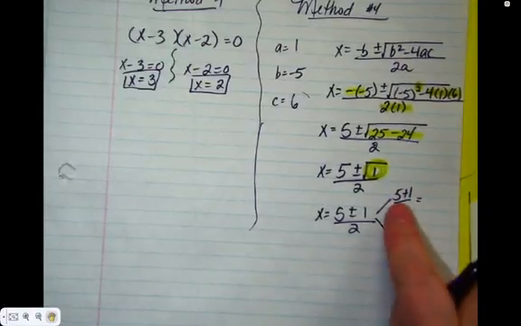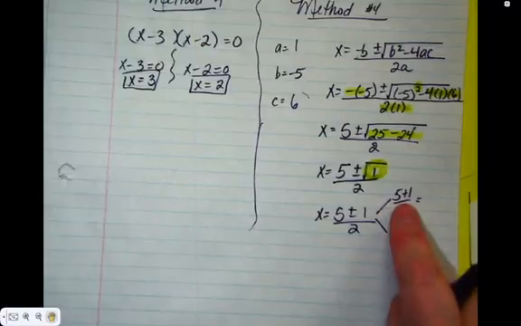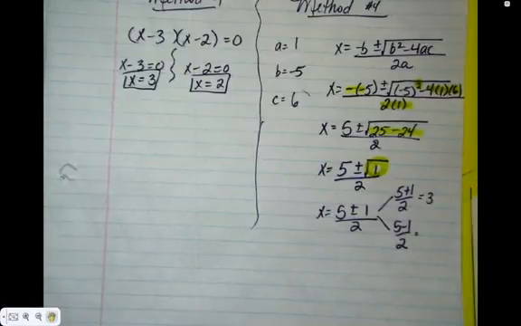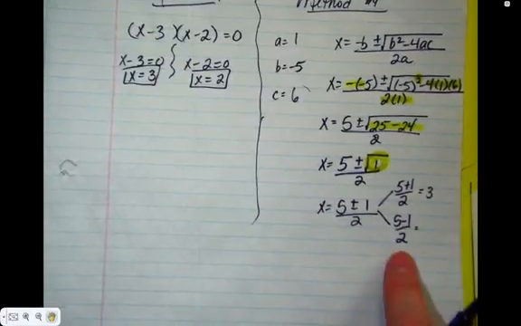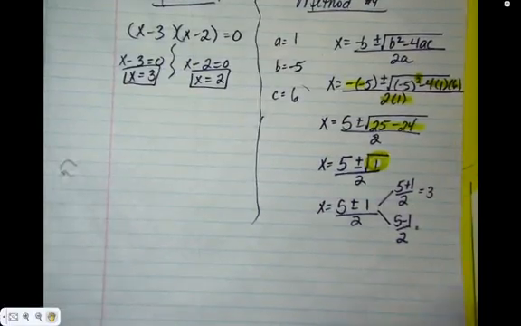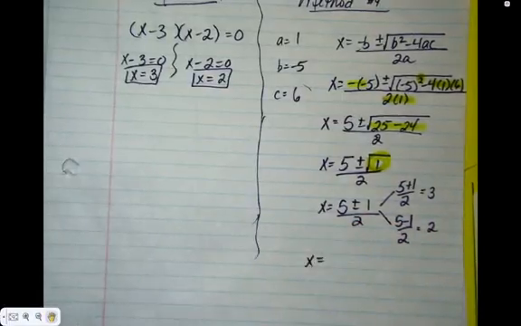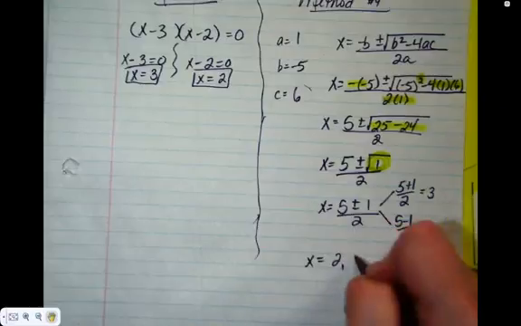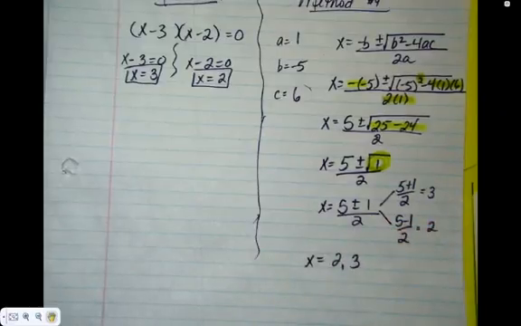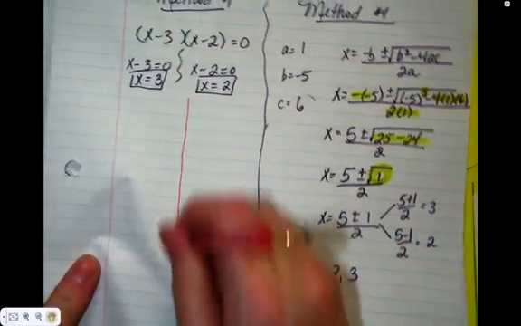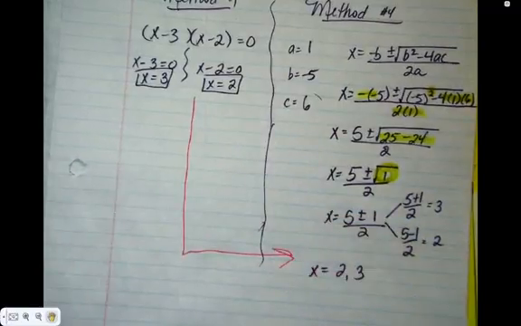I'm going to do the numerator first, then I'll do the division. 5 plus 1 divided by 2. 5 minus 1 divided by 2. So what are my two final values of x? 2 and 3. Take a look at the factoring. Take a look at the exact same answers way down here.